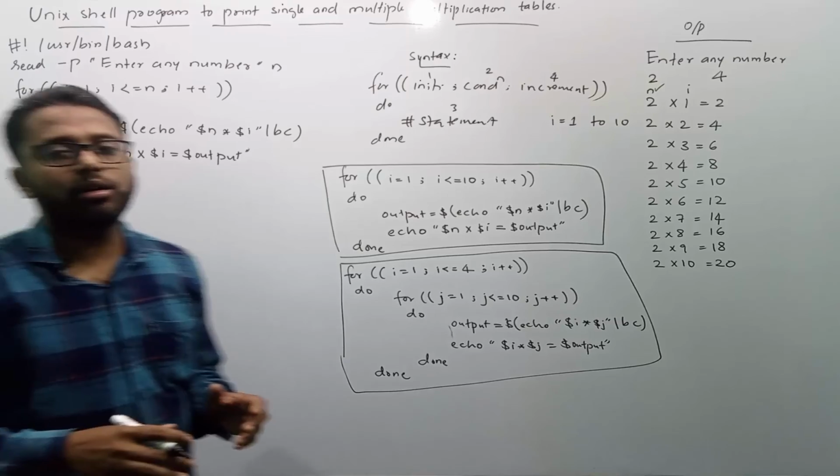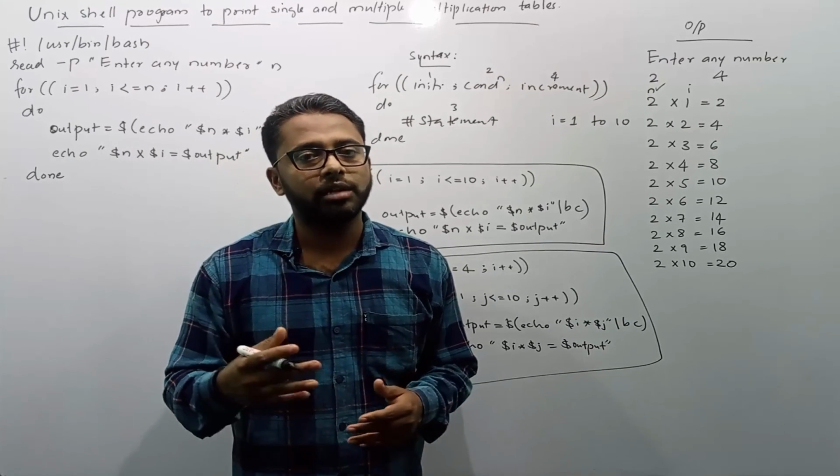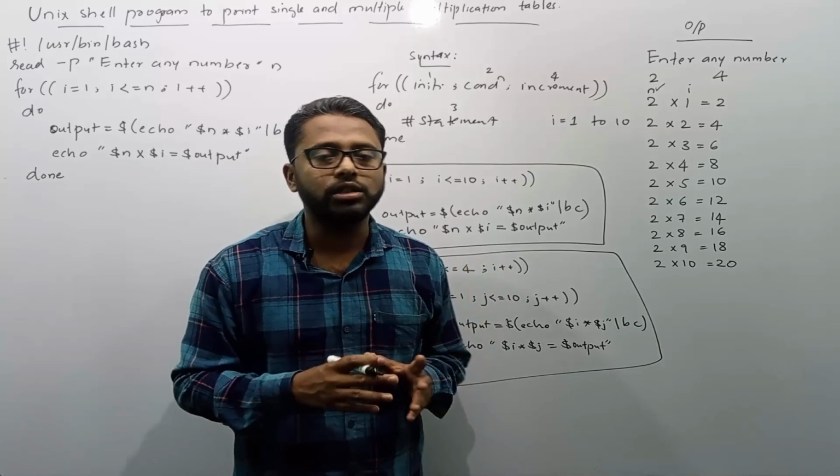So this is how you can write a simple shell program to print the single and multiple multiplication table. I hope you guys have understood this particular concept.